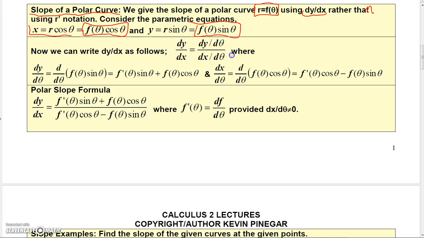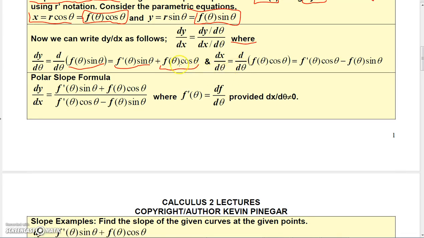Okay, now we can find dy/dθ from this, and so dy/dθ would be the derivative of f(θ) sine θ, and using the product rule, that would be f′(θ) sine θ plus f(θ) cosine θ. And then similarly we can get dx/dθ using the product rule, so that would be f′(θ) cosine θ minus f(θ) sine θ, again just using the product rule.